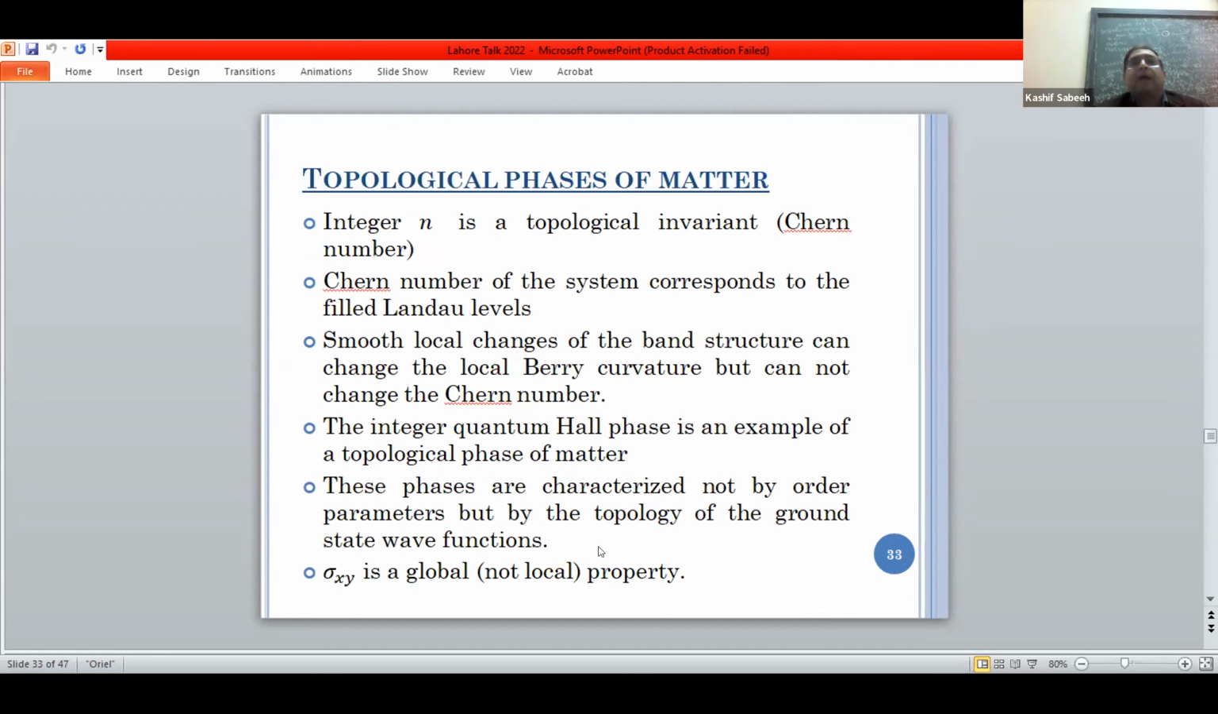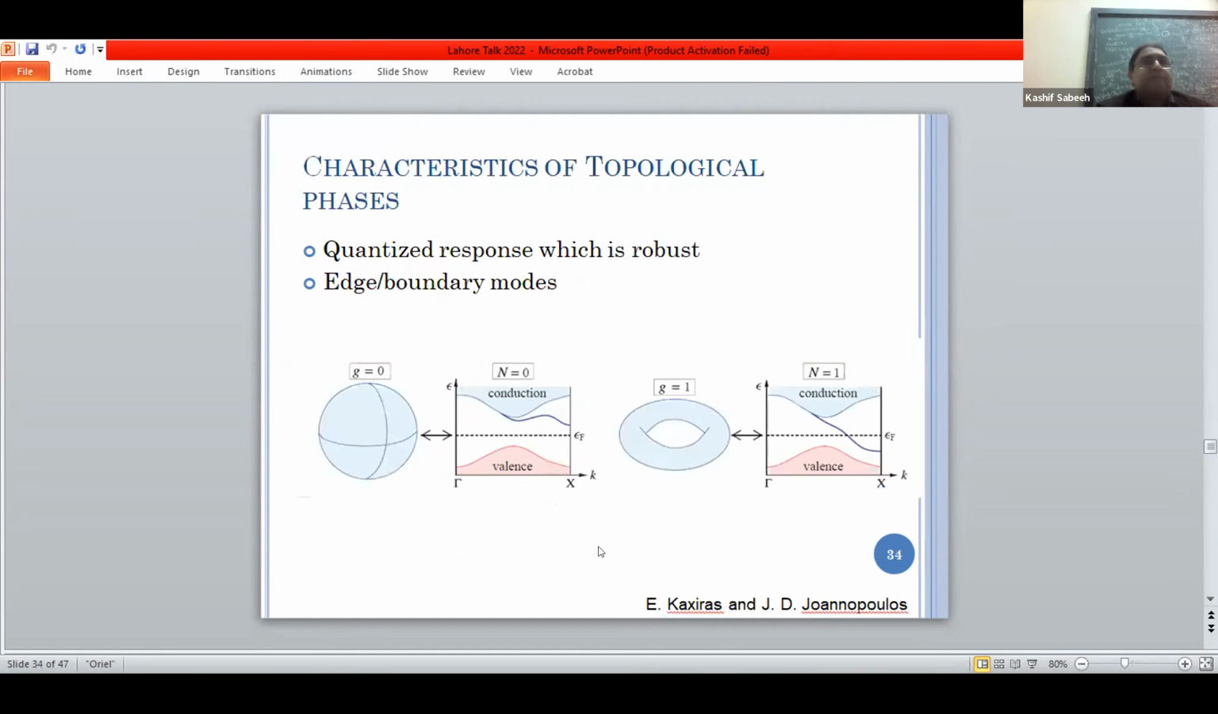So the important results and facts about topological phases are that they have quantized responses. From a quantum Hall insulator, we can see a lot of these universal features of topological phases. One of the consequences of being in the topological phase is that the response is quantized and it is robust.